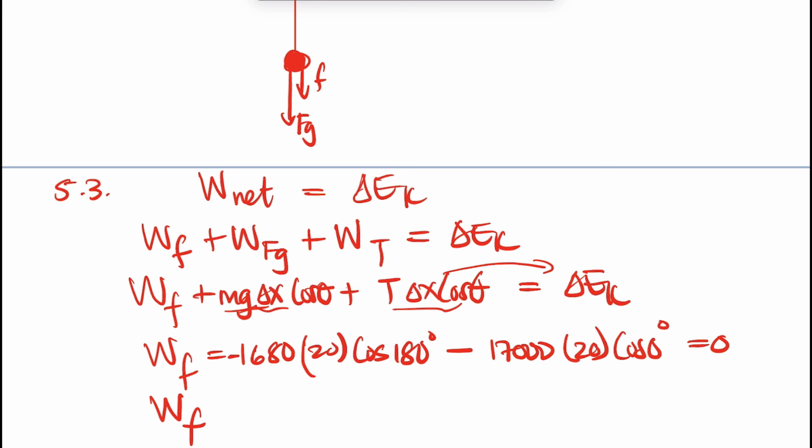So when you punch everything in the calculator, your answer there will be negative because it's going in the opposite direction. It will be negative 10,720 joules. And that's the work done by friction.